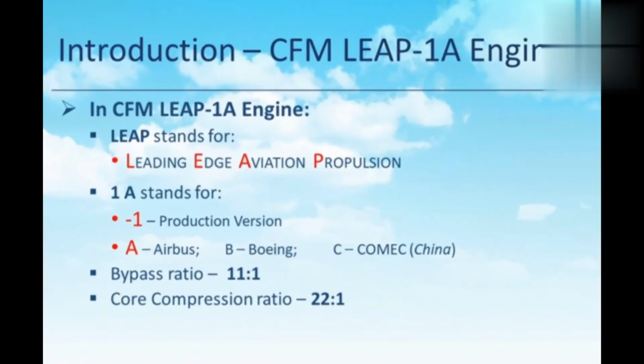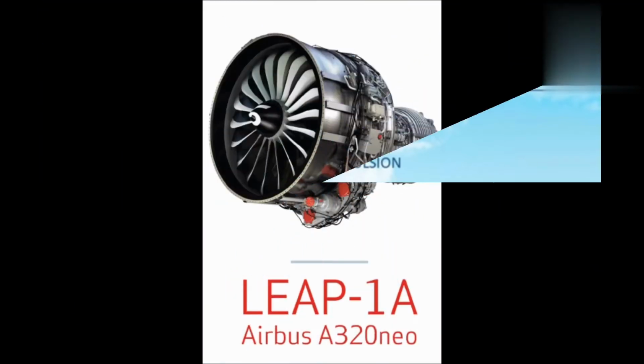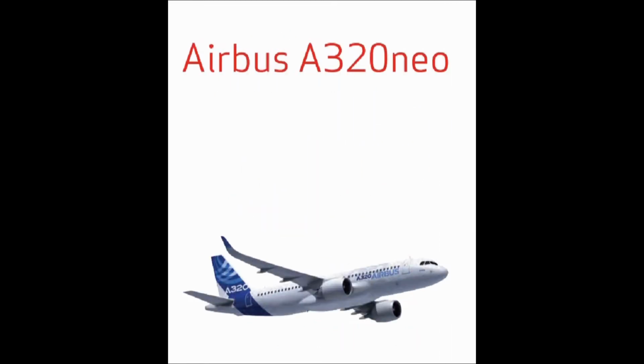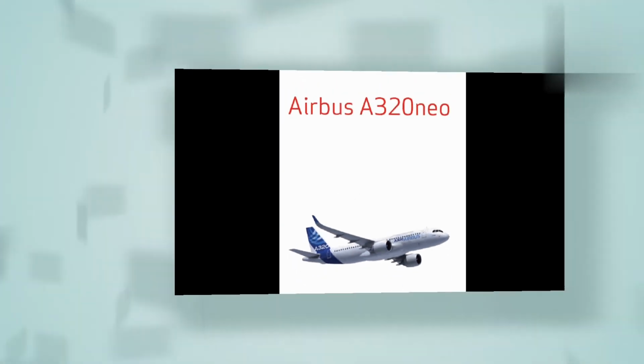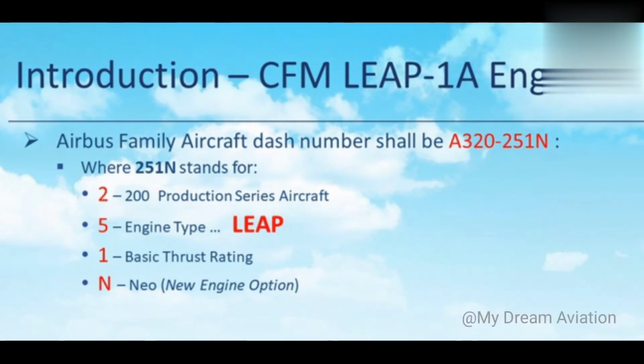Bypass ratio of the CFM LEAP-1A engine is 11:1 and core compression ratio is 22:1. Airbus family aircraft dash number, for example A320-251N, where 251N stands for: 2 for 200 production series aircraft, 5 for engine type LEAP, 1 for basic thrust rating and N for new engine option.